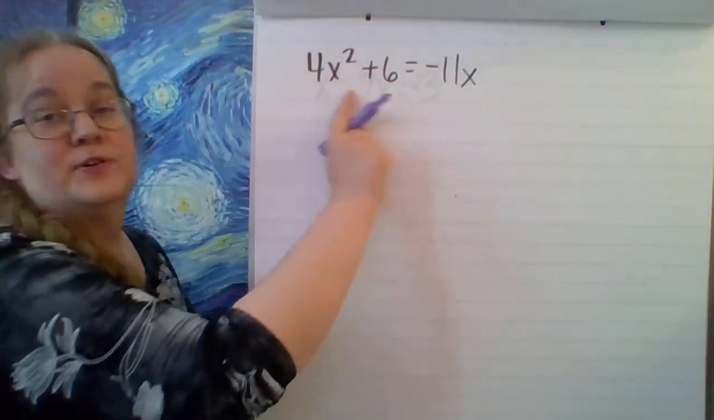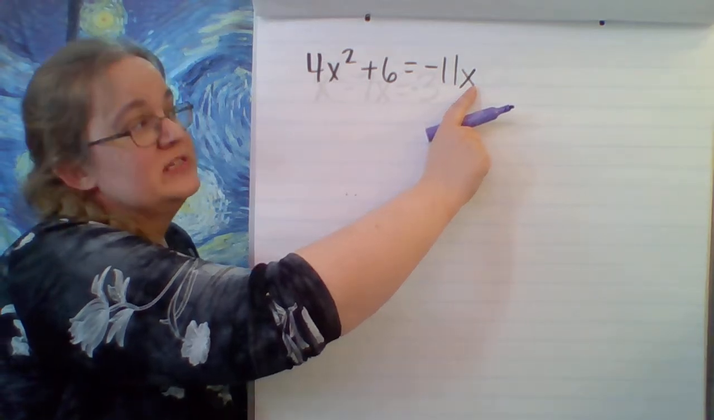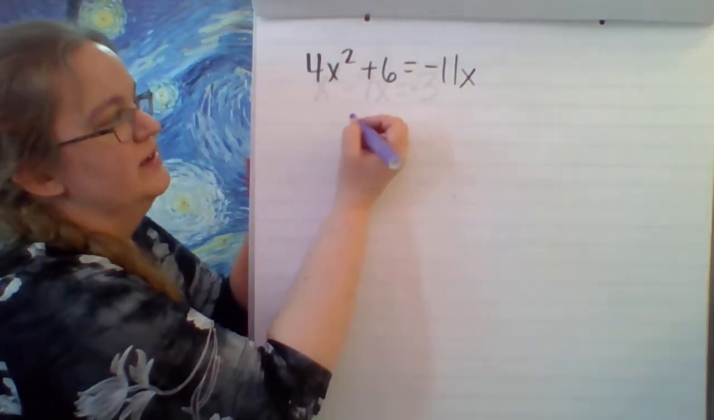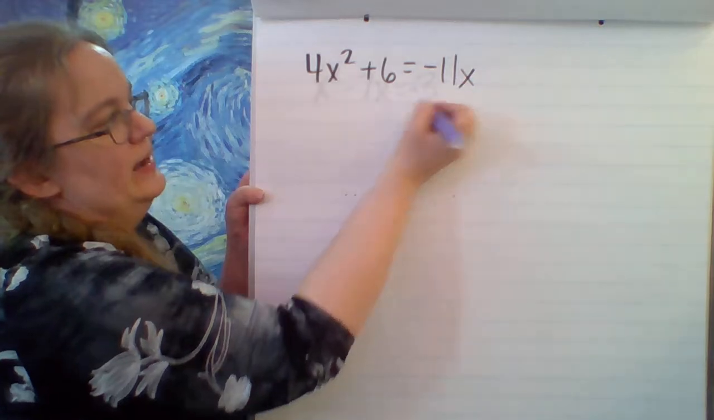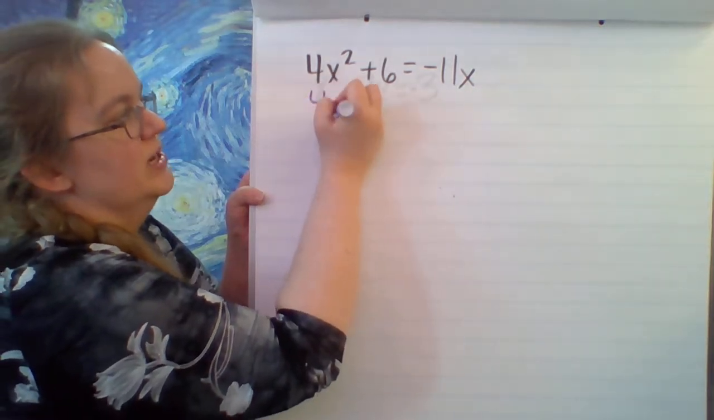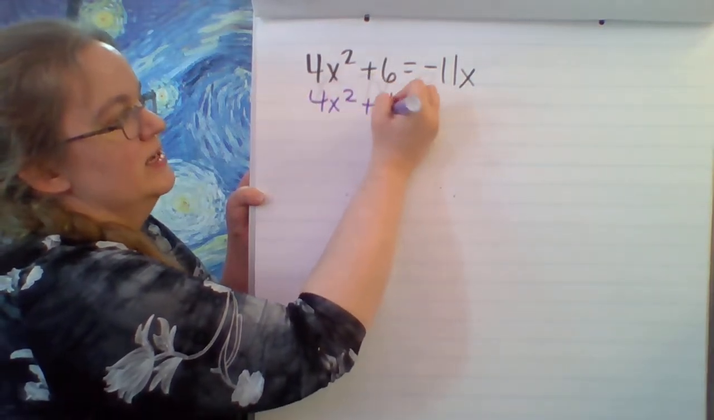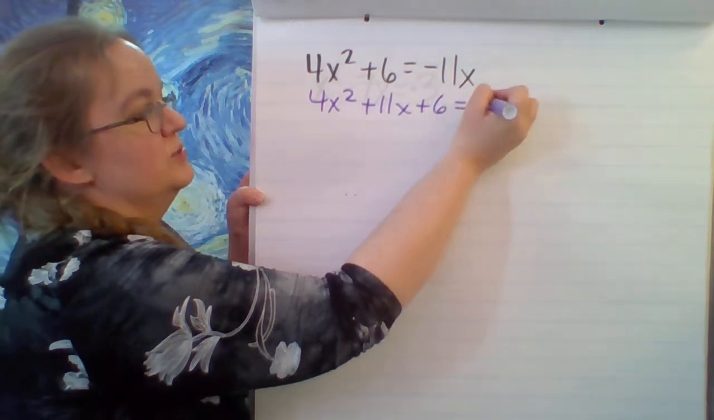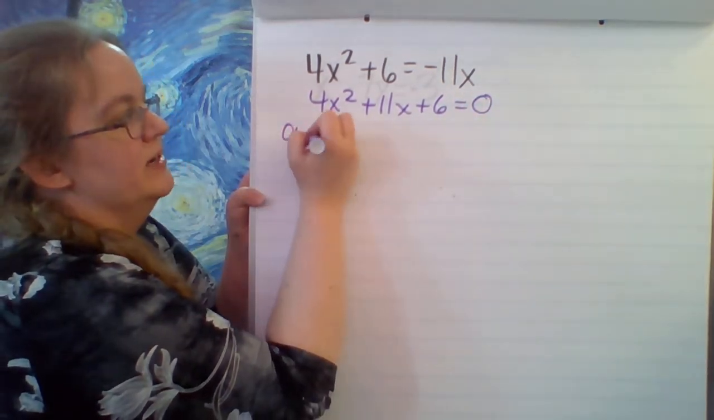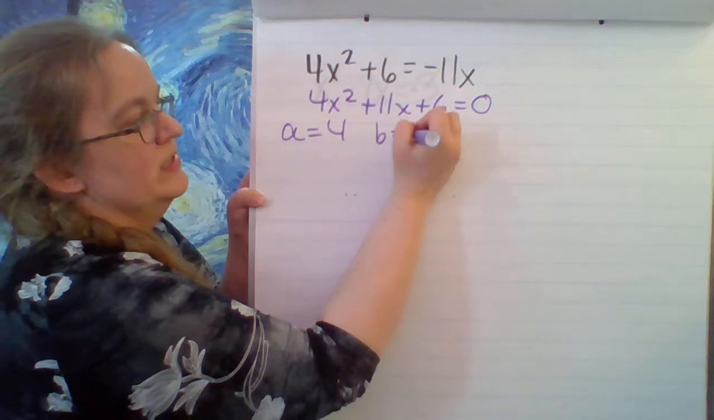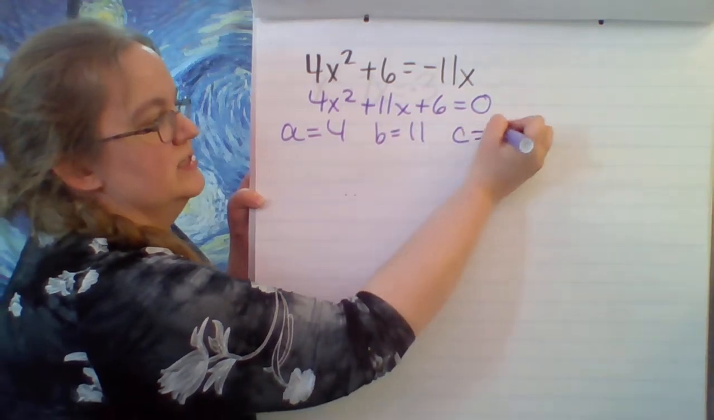So on this one, the first thing I notice, it's not in standard form. It's not equal to 0. I have to move my negative 11x by adding 11x to both sides. So I should have 4x squared plus 11x plus 6 equals 0. I then identify A is 4, B is 11, C is 6.